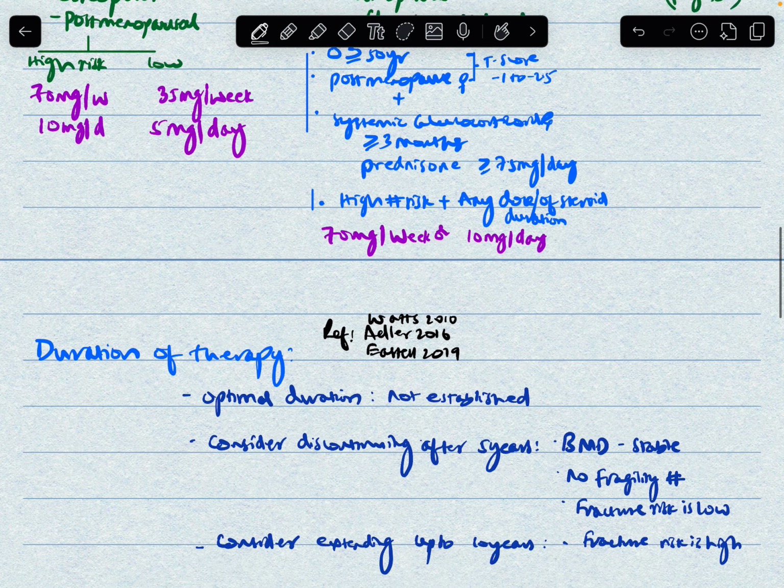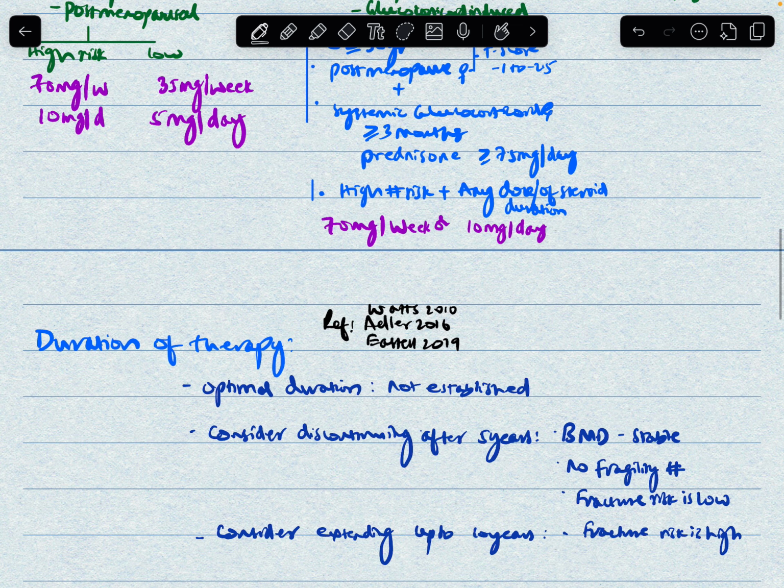Regarding the duration of bisphosphonate therapy, it can be discontinued after 5 years if the BMD is stable and there is no fragility fracture or the fracture risk is low. Whereas if the fracture risk is high, consider extending up to 10 years.